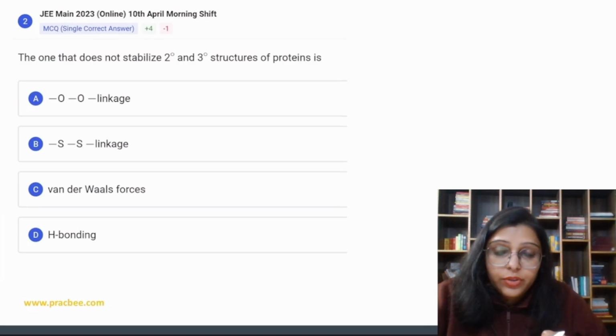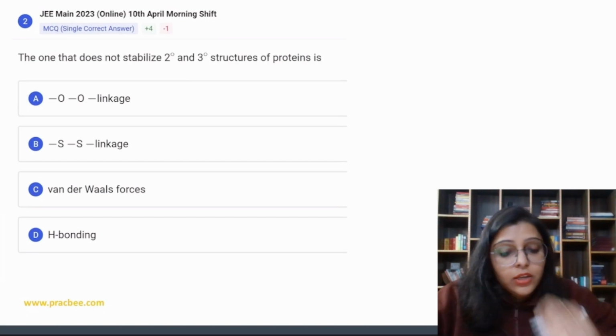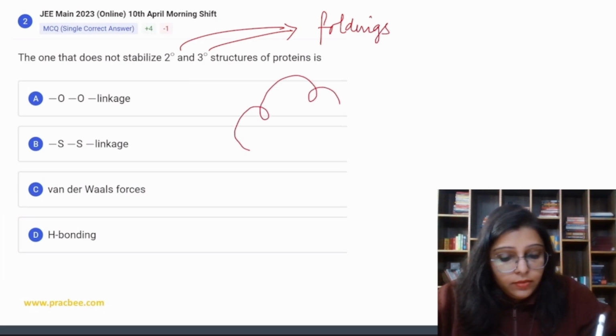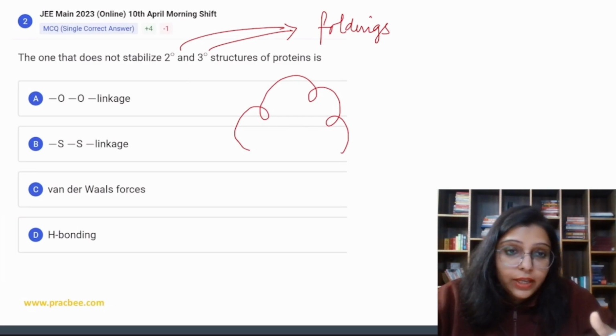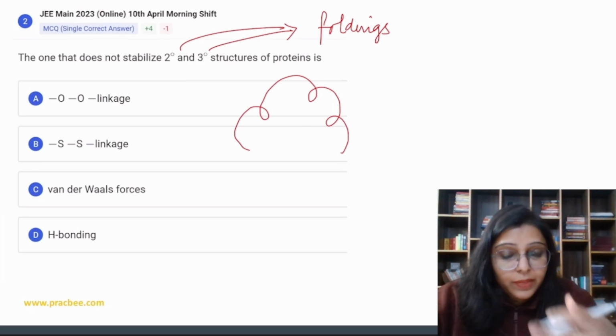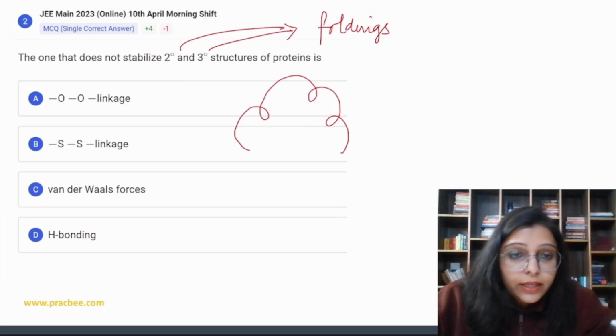Now moving on to the next question: the one that does not stabilize the 2 degree and 3 degree structure of proteins. So in the 2 degree and 3 degree structure of protein, we have foldings like this. And the intensity of folding is higher as we go up; in 1 degree we do not have such folding. In 2 degree we have less folding, in 3 degree we have more extensive folding. So folding increases if you move from 1 degree to quaternary.